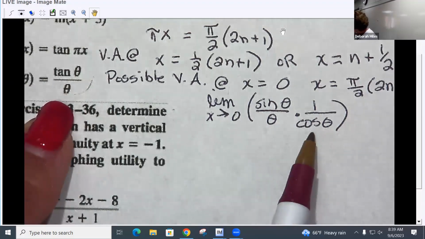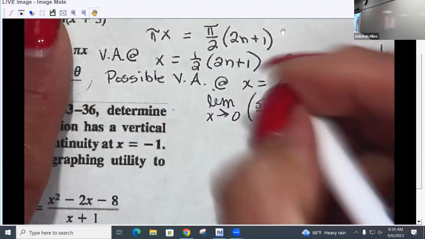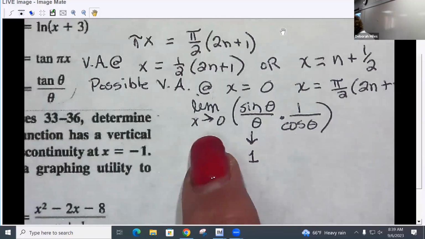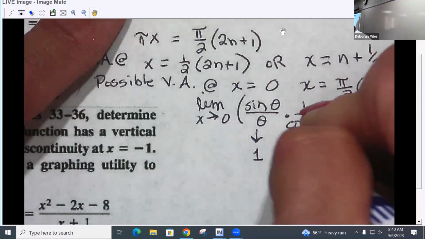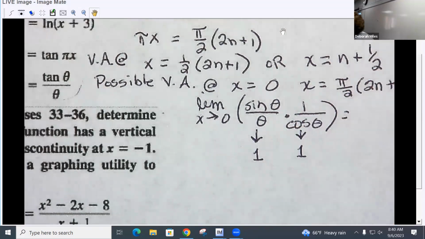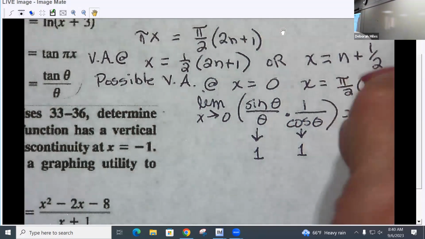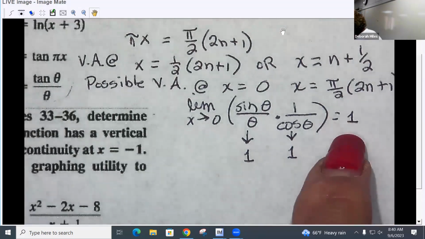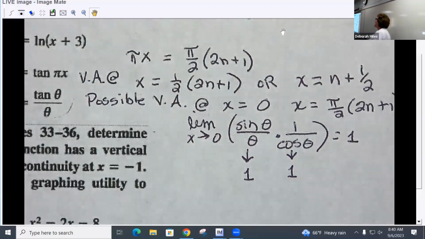Does this limit exist? Well, this part of the limit is what? 1. And what about this? The limit as x approaches 0 of cosine theta. That's also 1. Cosine's your x value, and at 0 radians, your x value is 1. So that limit exists. How can a limit exist when the function itself doesn't exist? That's a hole in the graph.